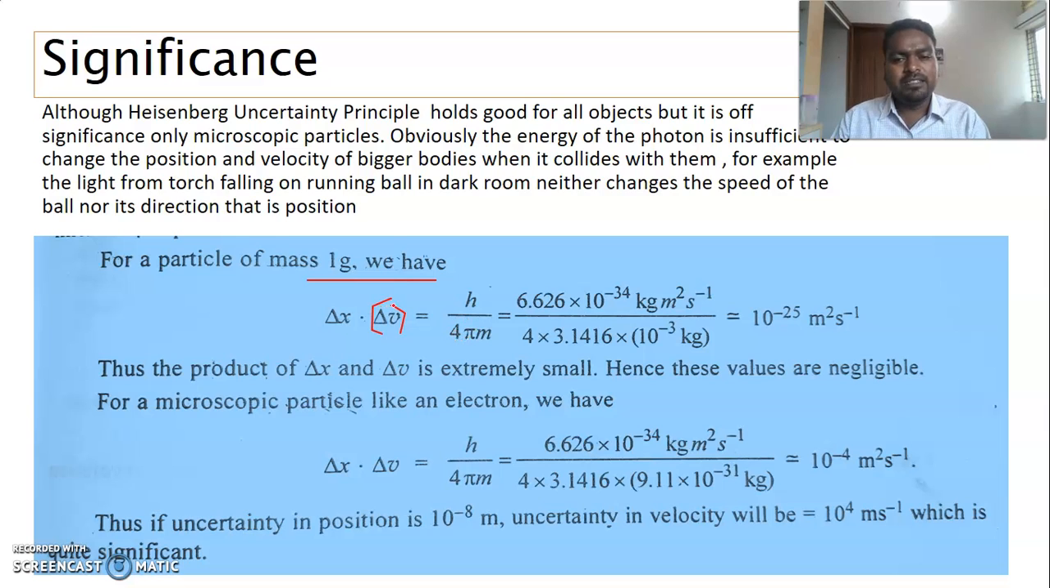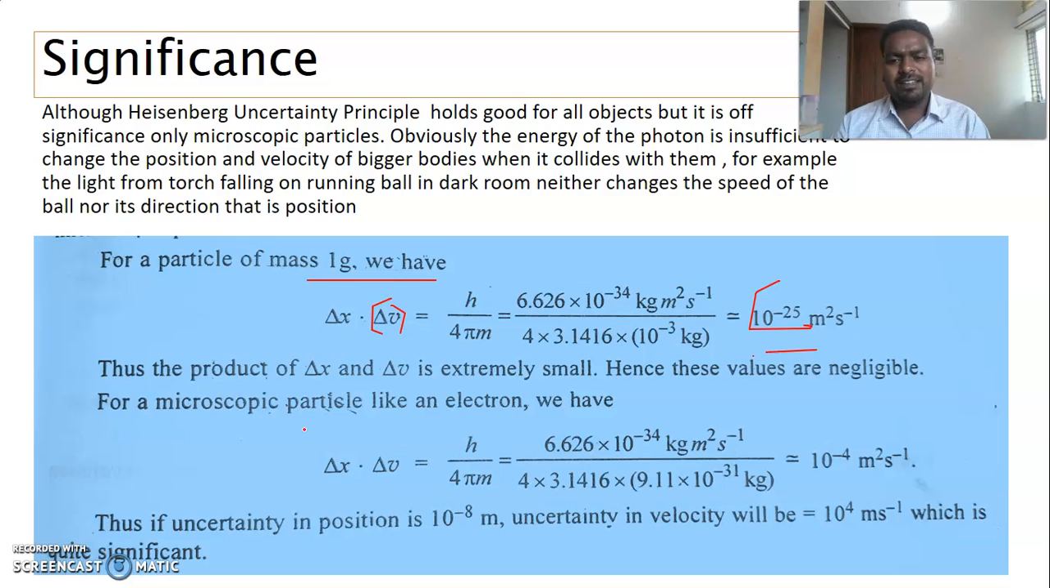Here, if you apply the values to this equation, h is Planck's constant with a value of 6.626 into 10 to the power of minus 34, and the mass is 1 gram, that is 10 to the power of minus 3 kg. This is the value you are going to get for a particle of mass 1 gram, and it is 10 to the power of minus 25 meter square per second. It's a very small value.